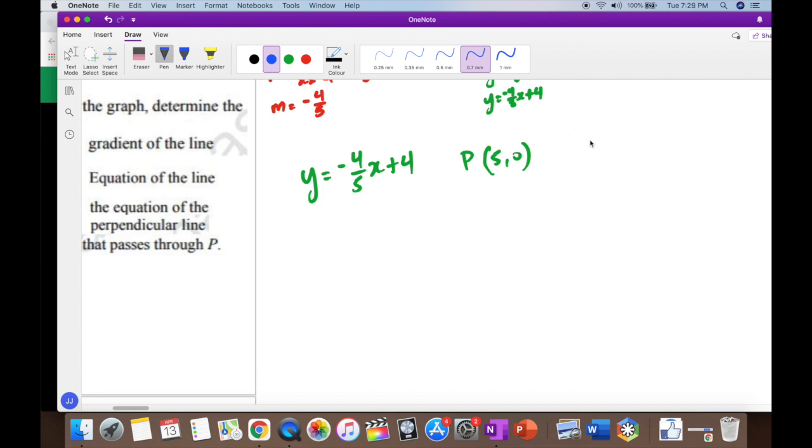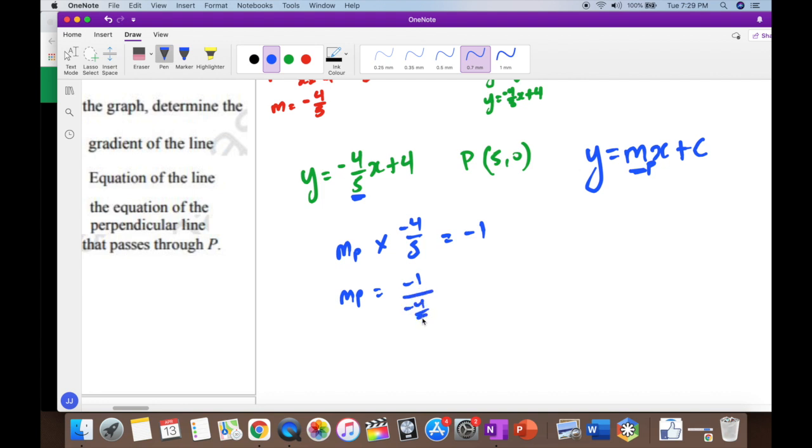So I want to find y is equal to mx plus c. When I take this gradient and this gradient and I multiply them, I'm supposed to get -1, right? So let's call the gradient of the perpendicular that's passing through P, mp. When I take the gradient mp and multiply it by this gradient, -4/5, if they are perpendicular, I am supposed to get -1. And so therefore mp is equal to -1 divided by -4/5.